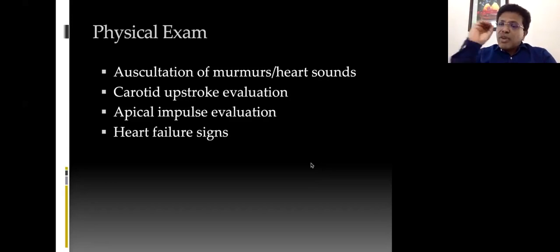That's an important thing. So whenever you can hear an ejection click on auscultation, that tells you that the aortic stenosis is valvular in nature. So when there is a click, it tells you AS is valvular. There is also some relationship between the severity of aortic stenosis and the click.